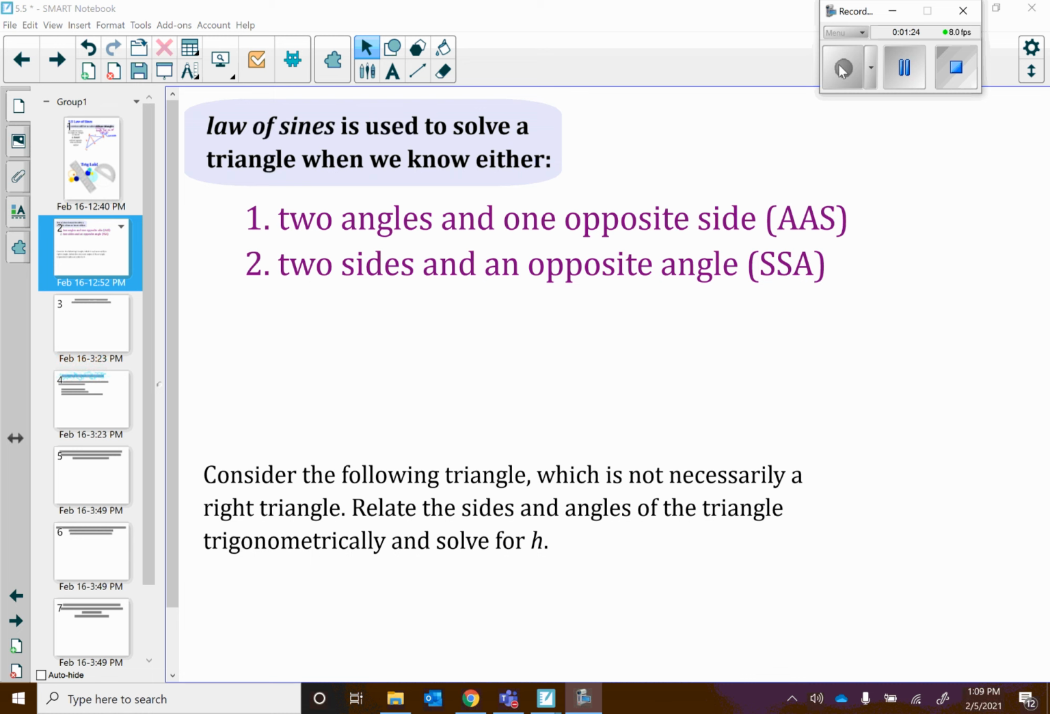Law of sines is going to help us solve when we have two different options, either two angles and one of the opposite sides, known as angle, angle, side, or two sides and an opposite angle, sometimes known as side, side, angle.